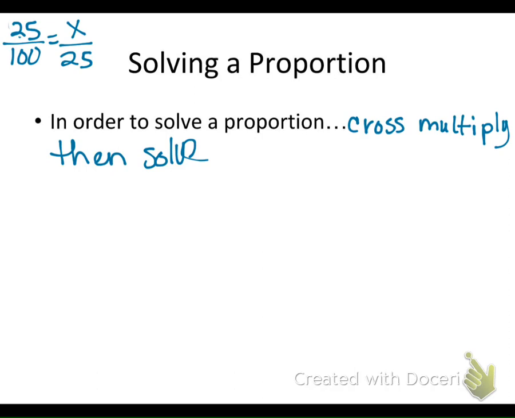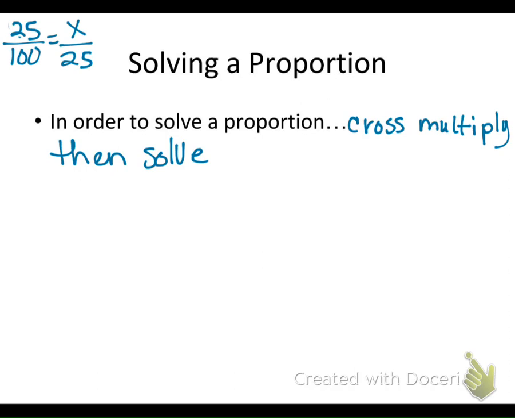So cross multiply, then solve. Ooh, that's really ugly. There you go, Mike. Fixed it just for you. I fixed it for Mike. That was bad, wasn't it? Sloppy handwriting on the screen.